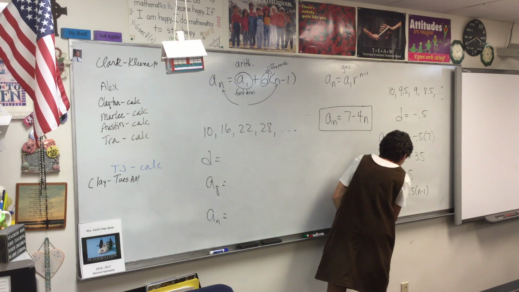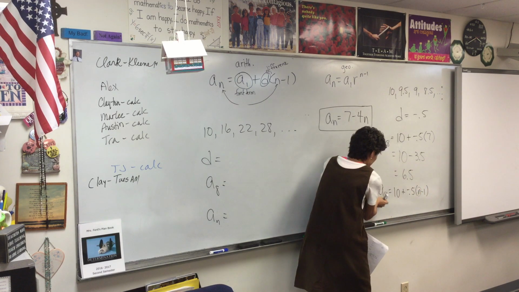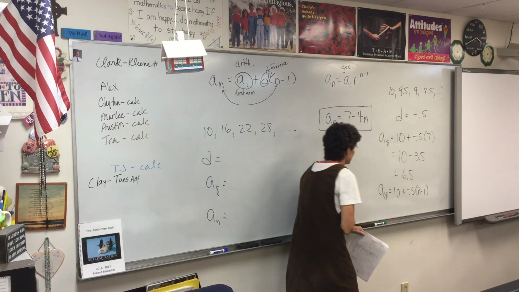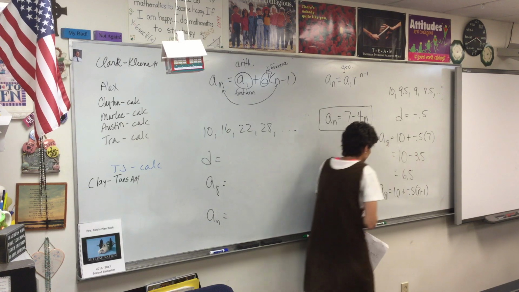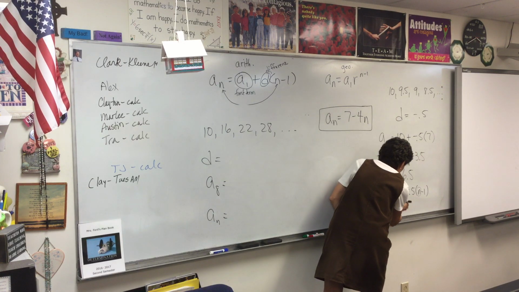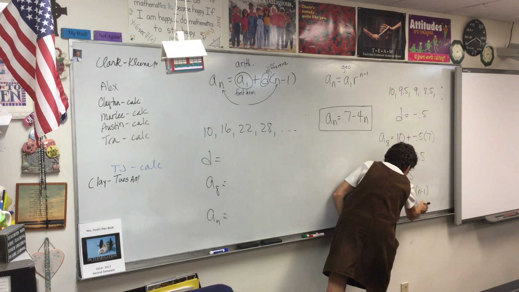So I'm not putting in any n's, I'm leaving them n's. Remember, this and this match. So if you're putting an n here, you're going to put an n there. If you're putting an 8 here, you're going to put an 8 there. So 10 minus 0.5n plus 0.5.